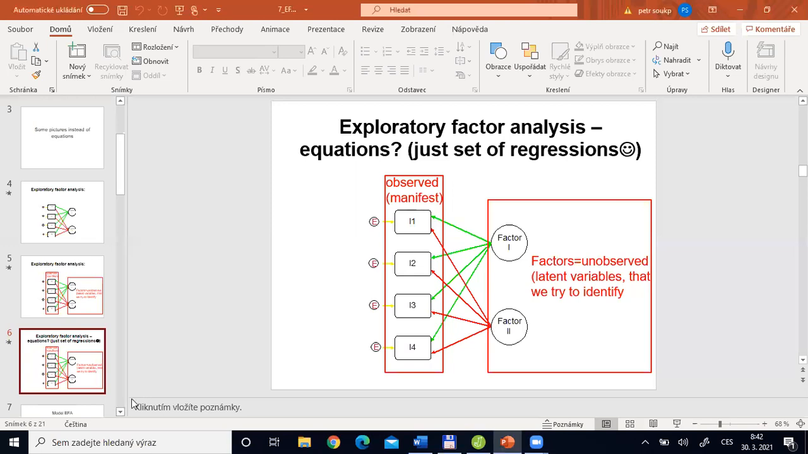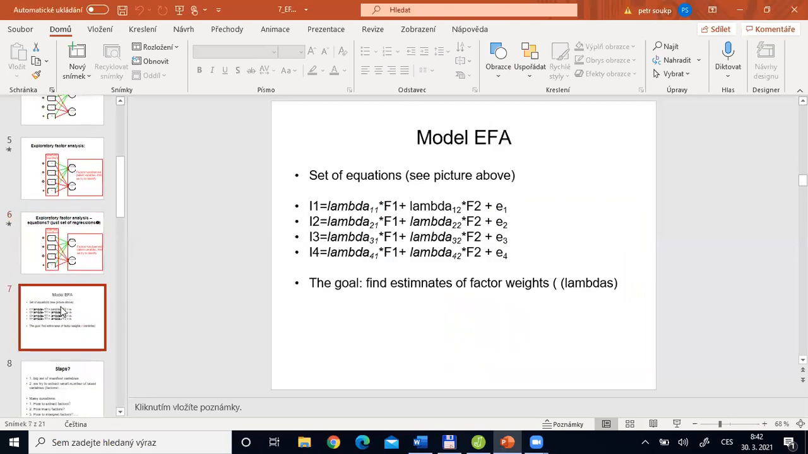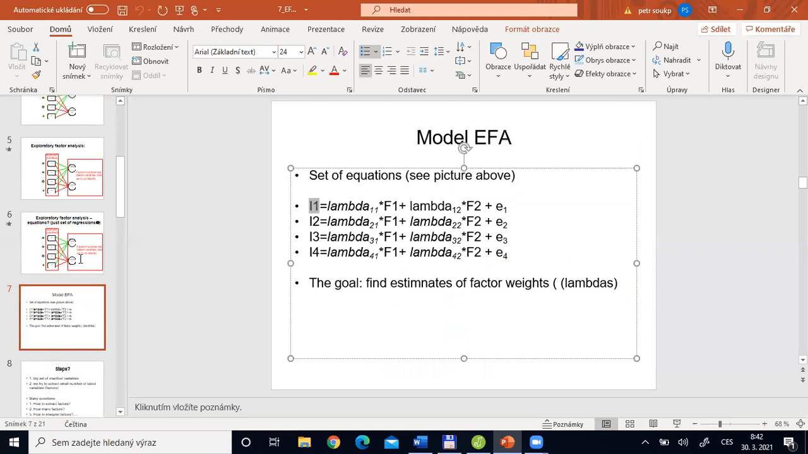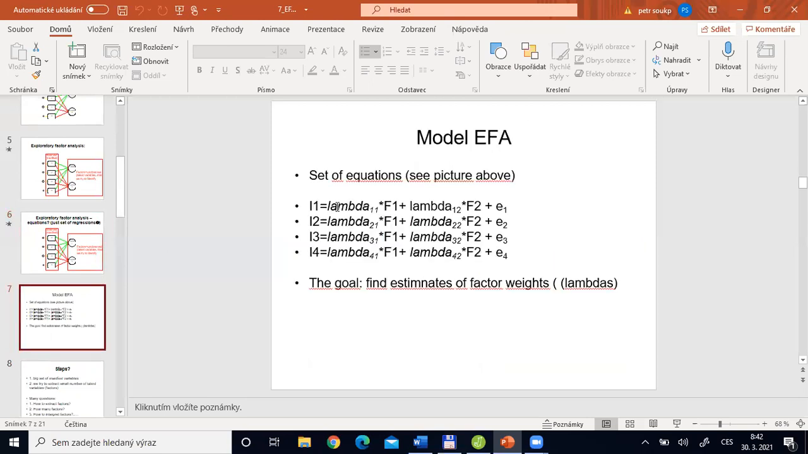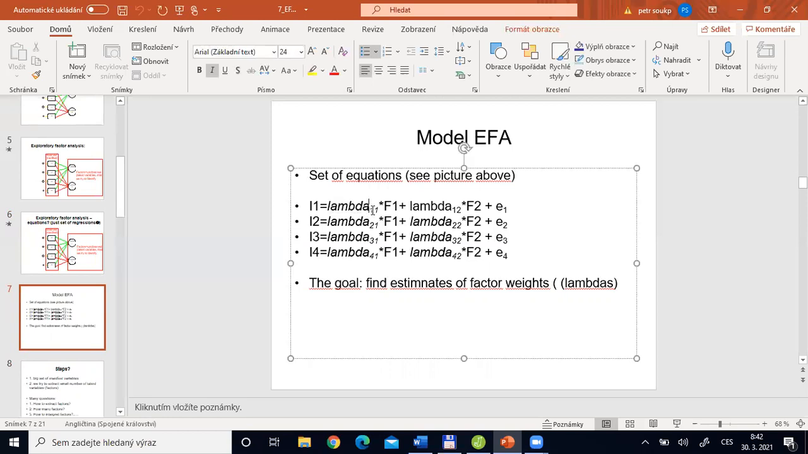Let's go to our model as a set of equations. So for I1, the first item here, I would prepare the first equation. So I would take lambda and I would use two subscripts. 1 means it is for the first item, this is the first subscript, and for the first factor.